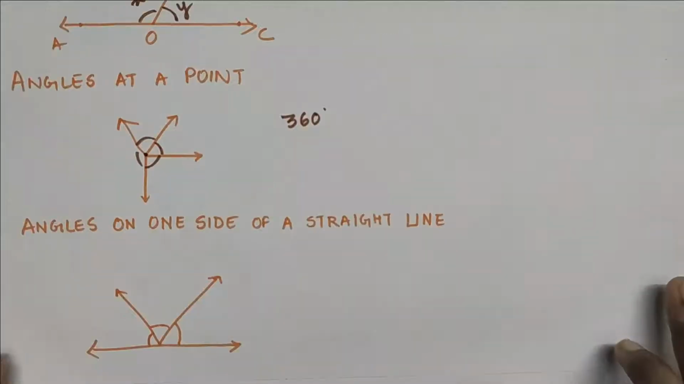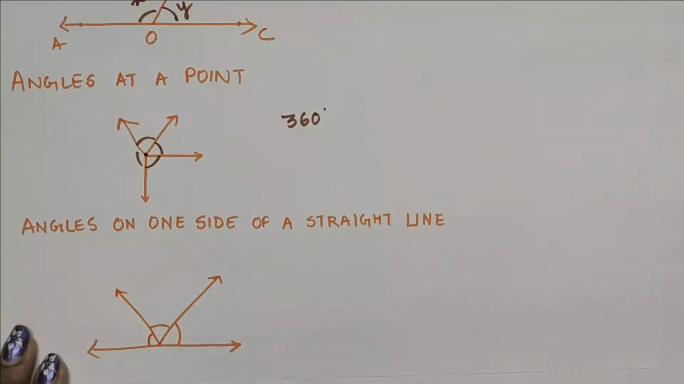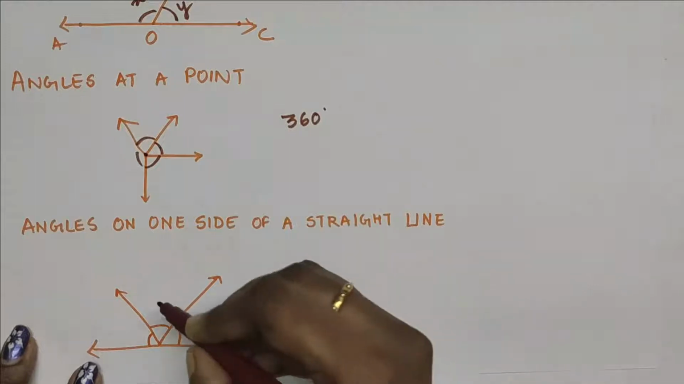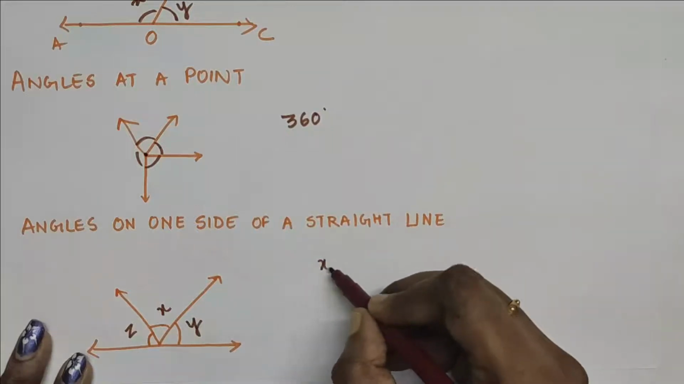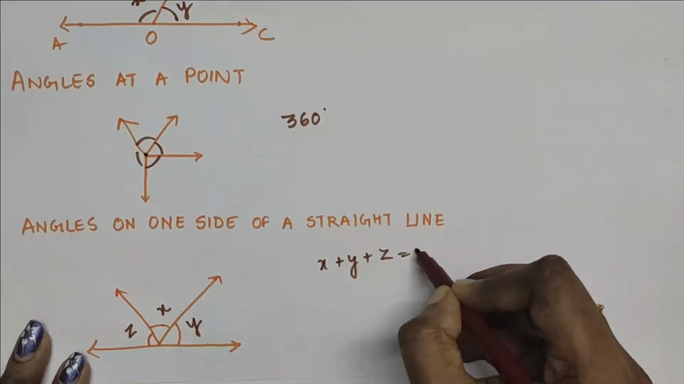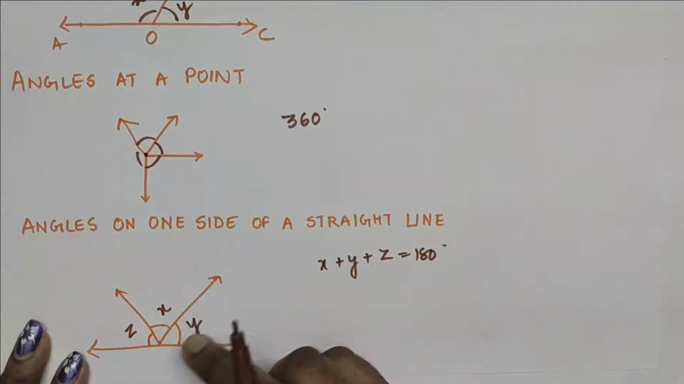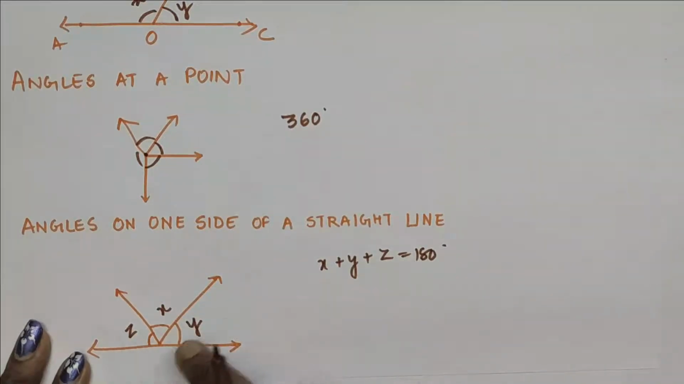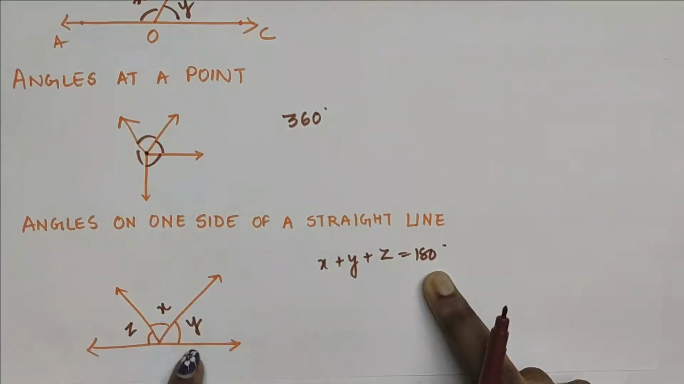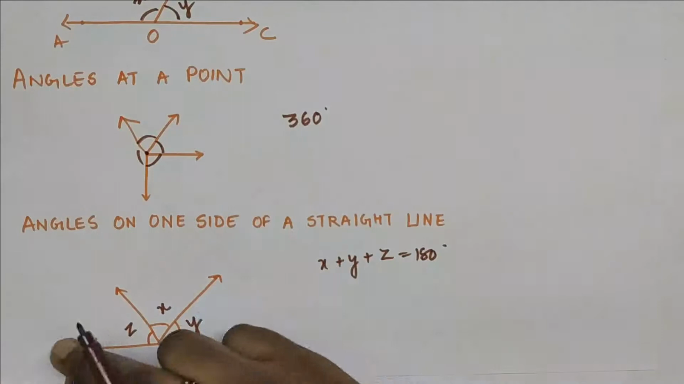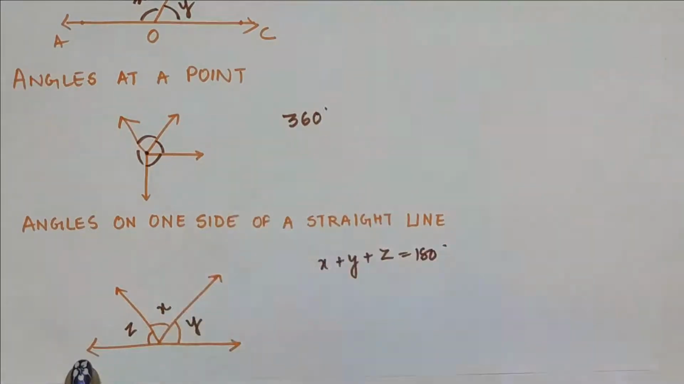Similarly, if we talk about angles on one side of a straight line, then the sum will be equal to 180 degrees. Suppose I call this angle X, this angle Y and this angle Z. As they are all lying on a straight line, they will add up to 180 degrees. So if I know X and Y, I can easily calculate Z by subtracting from 180 degrees. So remember, the sum of angles at a point on one side of a straight line is always 180. We are talking about one side. So X, Y, Z all are on one side of the straight line, adding up to 180 degrees.